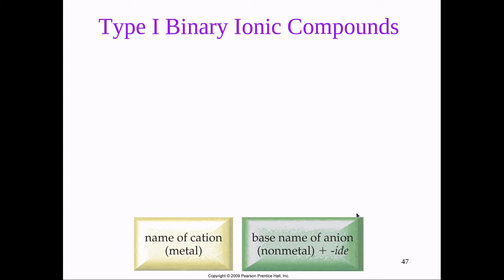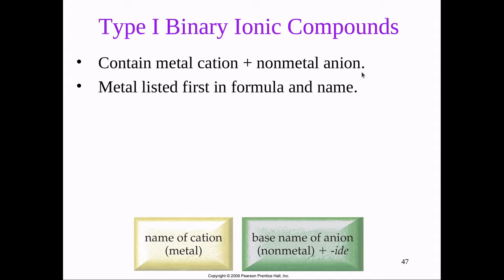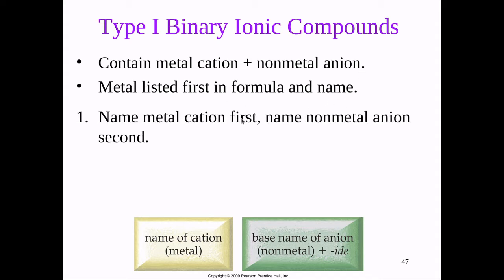So for the type 1 binary ionic compounds, this is where we do not have a polyatomic, and we do know the charge. The name is going to be a composite here, so it's going to contain the metal cation plus the nonmetal anion. The metal is going to be listed first. The metal cation comes first, and then we're going to name the nonmetal anion second.